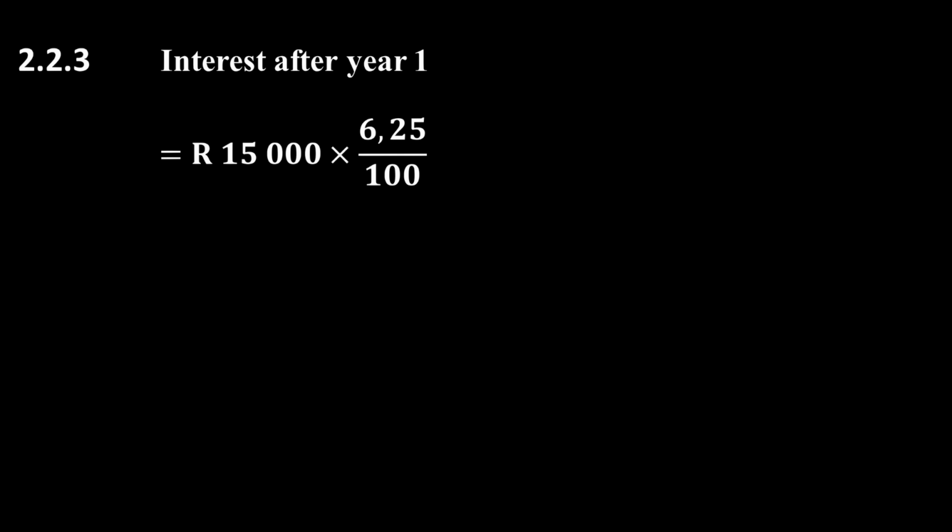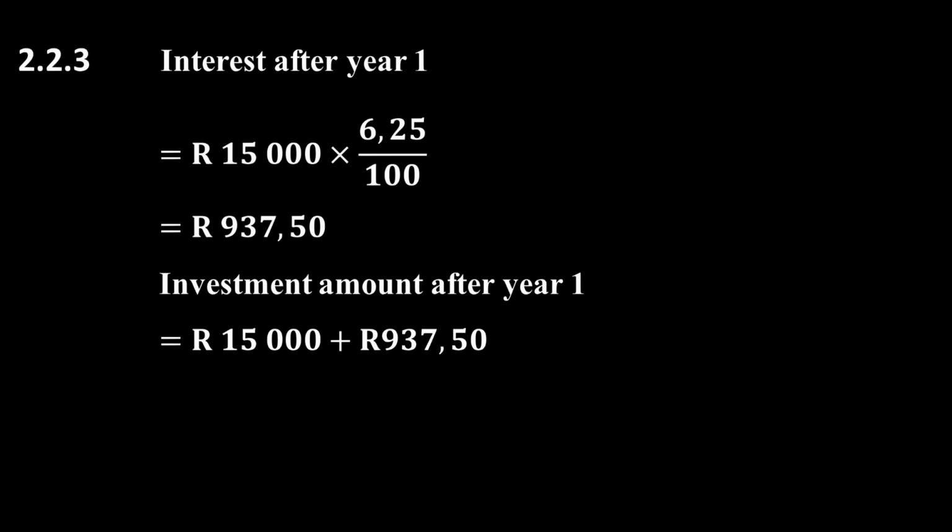At the end of the first year, the interest earned will be the investment amount of 15,000 Rand multiplied by the interest rate of 6.25 over 100, and this equals an interest earned of 937 Rand 50 cents. At the end of the first year, the investment amount in the bank will be the sum of the original investment of 15,000 Rand and the interest that was earned over the first year of 937 Rand 50 cents.